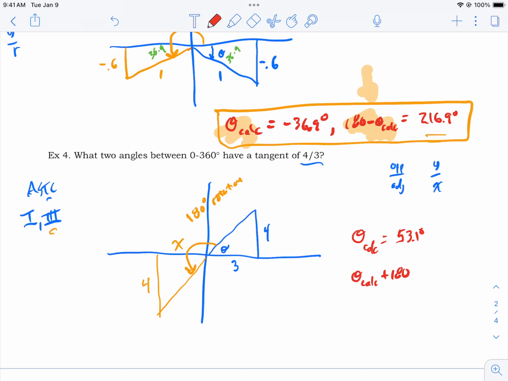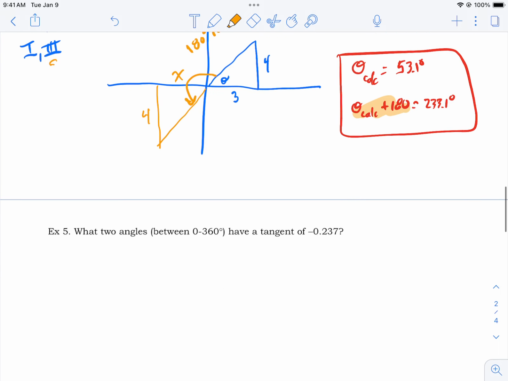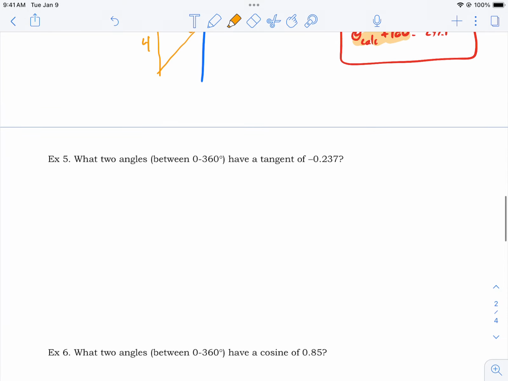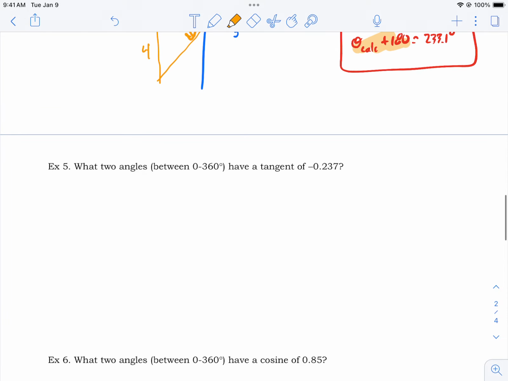And theta calculator plus 180 would be, what would that be? 233.1 degrees. Okay, so it's a different thing. We want to add 180 when you're doing the tangent. Add 180. Okay, you should try this one yourself. You might be a little surprised, but it won't be bad.